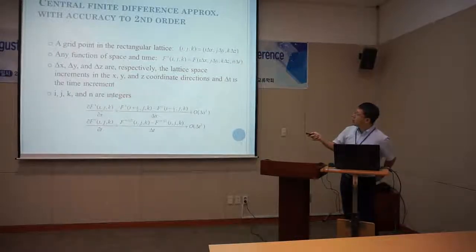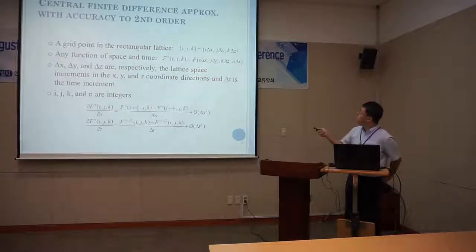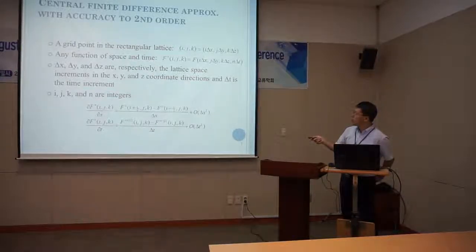Delta x, delta y, delta z are respectively the lattice space increment in the x, y, z coordinate directions, and delta t is the time increment. By using those notations, we can turn those partial derivatives into numerical approximation.